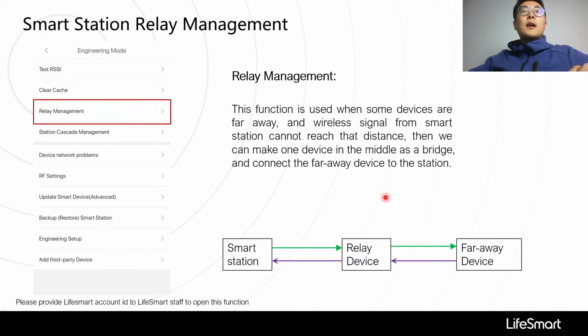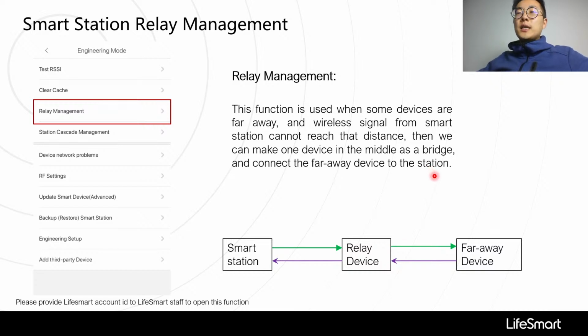And the next is the relay management. This is another very useful function to cover more devices, to give more wireless coverage. This function is used when some devices are very far away and the wireless signal from the smart station cannot reach that distance. Then we can make one device in the middle a bridge and connect the far away devices to the stations.